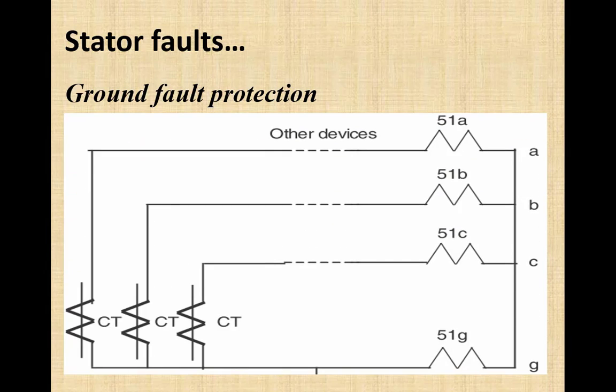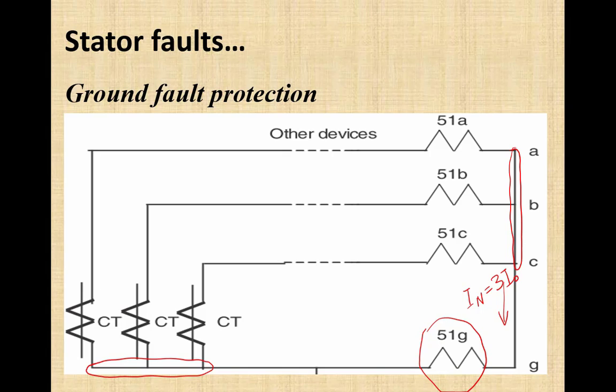Here in this diagram you can see between this neutral point and this neutral point, this is a path which is known as residual path. Total current here will be neutral current, which is 3 times zero sequence current. The relay which is observing this current here, this 51G, is a residually connected relay. So we can use this relay to detect the ground fault.